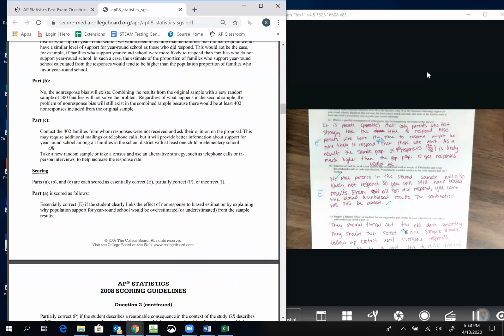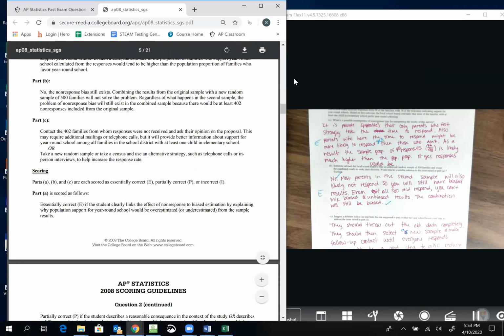So here, if you want to pause and read what they wrote. Oh, they said just contact the 402 families from whom responses were not received and ask their opinion on the proposal. So instead of throwing out the old results, they're contacting the people who didn't respond to the original survey, or take a new random sample, or take a census to help increase the response rate.